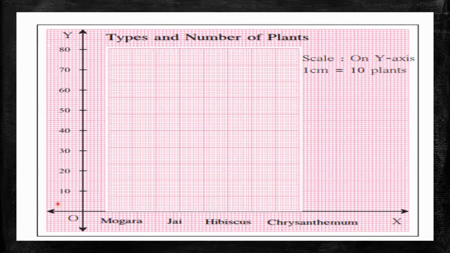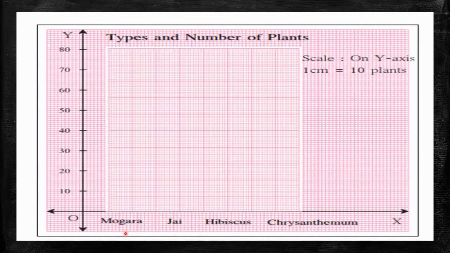So here we have chosen 1 centimeter equal to 10 plants. Here on the y-axis you can see 10, 20, 30 and so on. This is all our number of plants and these are the types of plants. On the x-axis you will write types of plants and on the y-axis you will write number of plants. Now here on the top right corner we have written the scale. Scale on y-axis: 1 centimeter equal to 10 plants. Now using that data we will draw the bar graph.